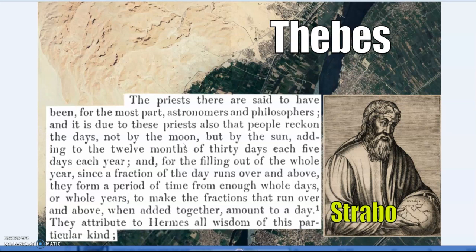Now, philosophy is the love of wisdom, and science we would really refer to astronomers and philosophers, just like in Heliopolis. It is due to these priests also that people reckon the days, not by the moon. So a lunar year is, every full moon is a month, and so it works out to 354 days per lunar year. Islam, China, the Jewish calendar, traditionally still based on the lunar year, but the solar year is 365.25 days.